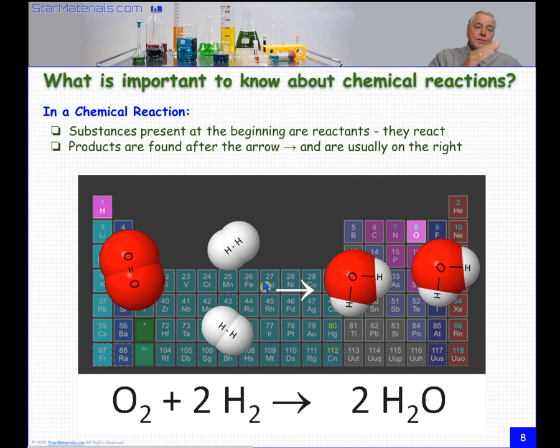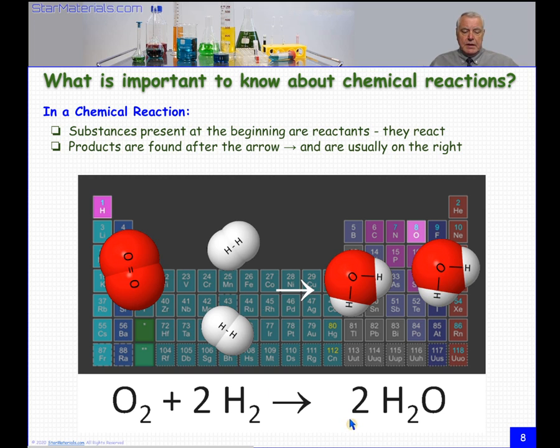Now, on the other side of the arrow, we've got oxygen with 2 hydrogen, oxygen with 2 hydrogen. So let's count them up. On the left-hand side, what we started with, we have 2 of the red ones. When we're finished, we have 2 of the red ones. We have 1, 2, 3, 4 hydrogen at the beginning as a reactant. We have 1, 2, 3, 4 when we're done.